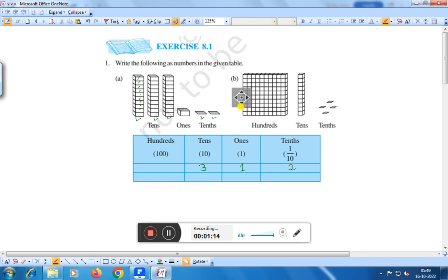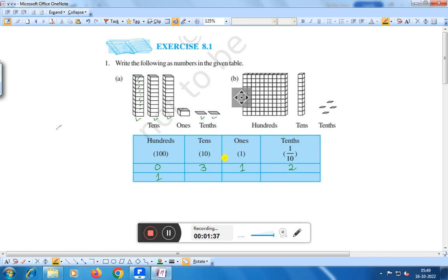Right? Now here you see question number B, hundreds. How many hundreds are there? 1. And in first case A, how many hundreds? 0 hundreds is there. We can write as 0, right? In question number B, how many hundreds are there? The number is 100. Therefore we can write 1, right?